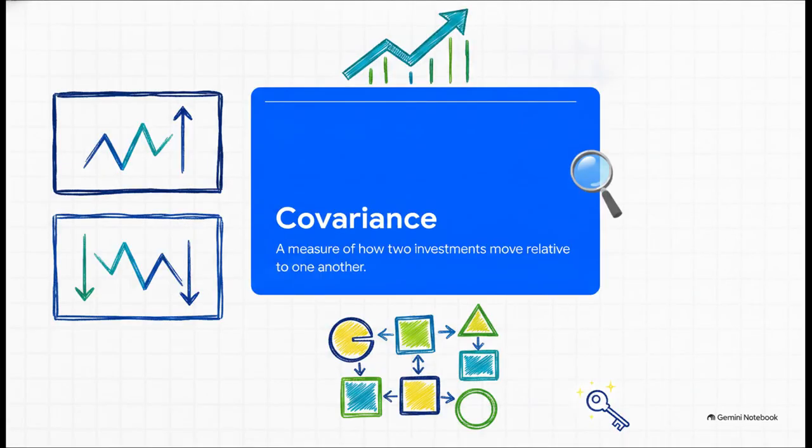So, at its core, covariance is just a measure of how two investments move relative to one another. Think about it like this. If you own two really wild, highly volatile stocks, but they jump up and crash down at the exact same time, bundling them together doesn't actually give you much diversification. But if you combine assets that behave totally differently, maybe one zigs while the other zags, well, that is where the magic happens. Covariance is literally the key to unlocking that diversification.